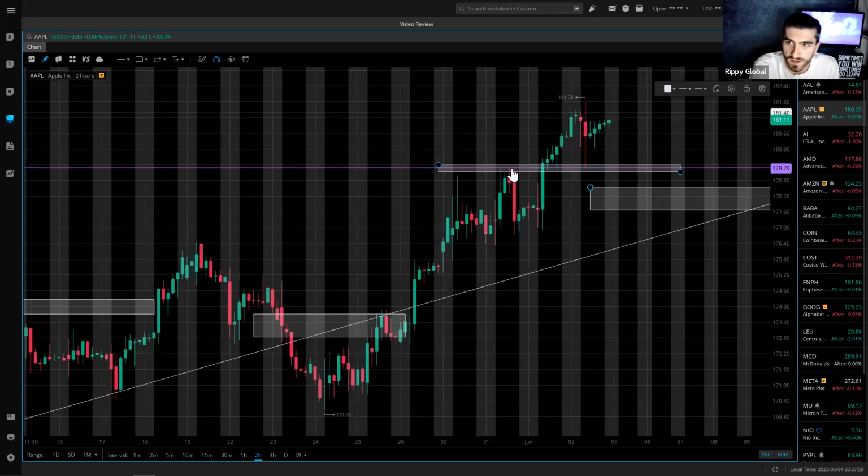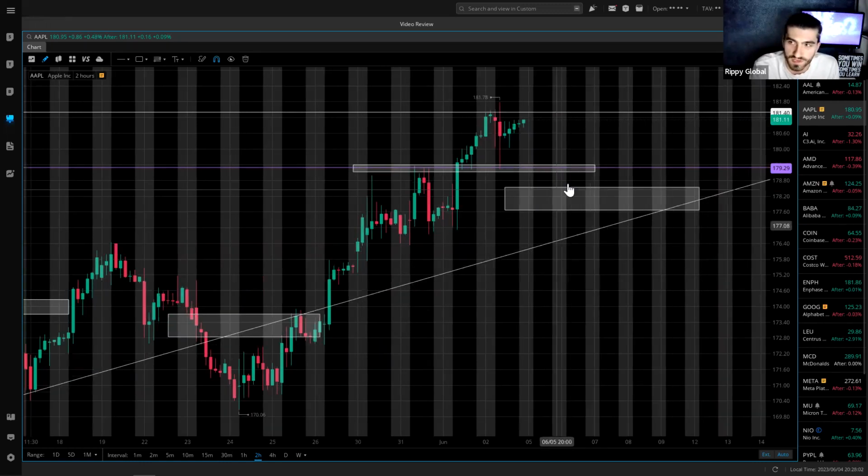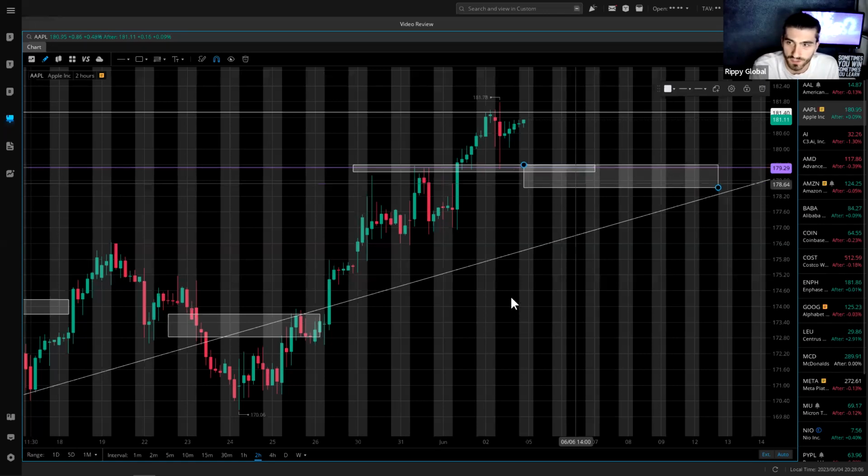Going off Wednesday, it rejected the whole day off that level. Then it had a massive sell-off. The very next day, it pushed above it. Friday had a massive sell, held that level, and pushed off it heavy. So 179.3 could be an area to watch. Not saying that's the bounce, but it's a nice area to watch.